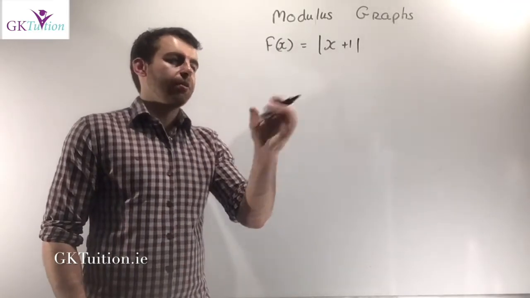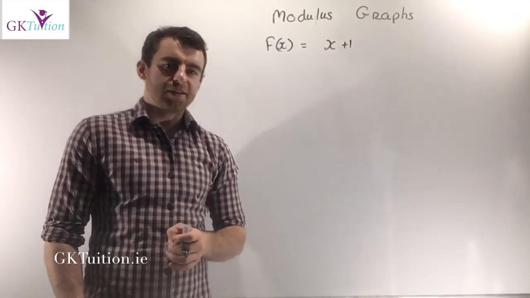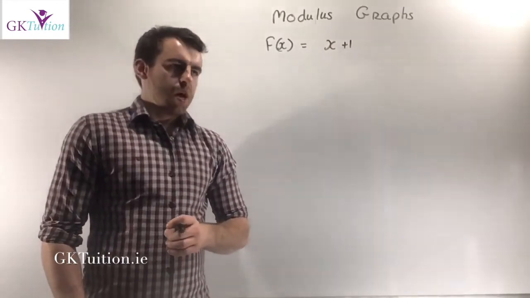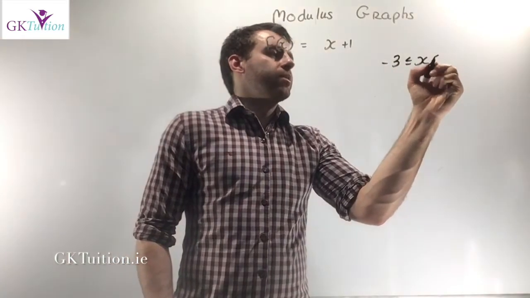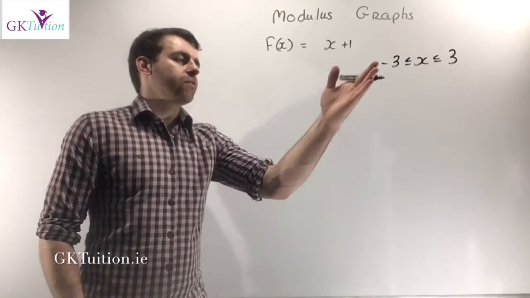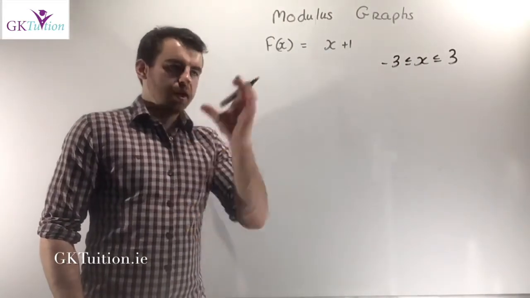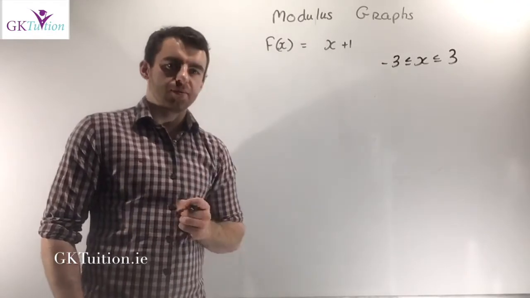Before we think about how to draw a modulus graph, let's just think about how we would draw the graph f of x equals x plus 1. Again, let's just make up a domain here. Imagine if I was asked to draw the graph of f of x equals x plus 1 using x values from -3 to 2. I'm just going to work out all of my values here and look at what the coordinates for this graph would be.